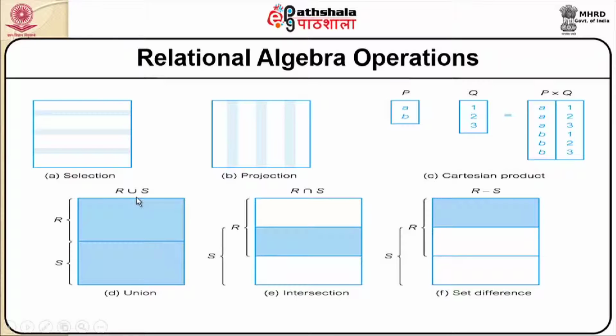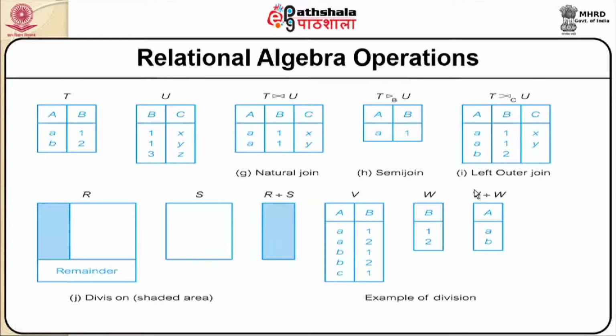If I do a union of two different relations, it includes the values that are in relation R and relation S. Intersection between relation R and S will highlight only those aspects which are common between relation R and relation S. The difference indicates that S will be completely omitted from the relation R. Further, there are other operators like join and division.